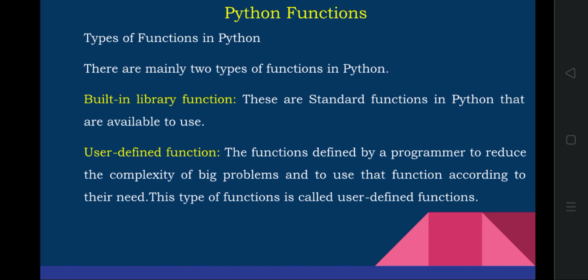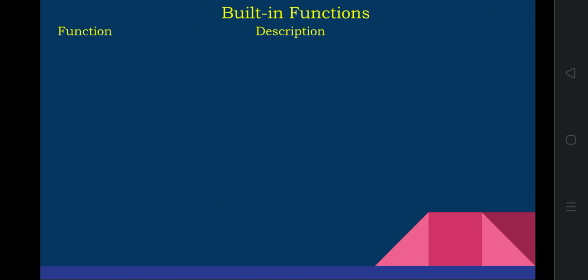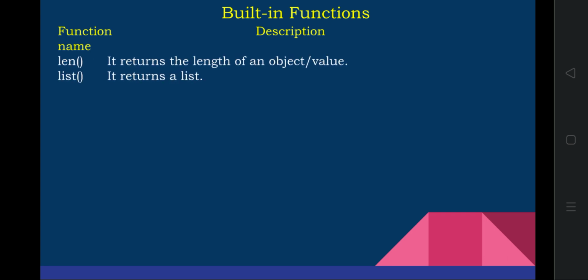The functions defined by the programmer to reduce the complexity of big problems and to use that function according to their need. This type of function is called a user-defined function. And then we have some examples for the functions. There are many built-in functions, and I have mentioned just a few. For example, the first one is len. Len returns the length of an object or a value. You have seen this in the list, the length of the list. So len gives the length of any object or value.